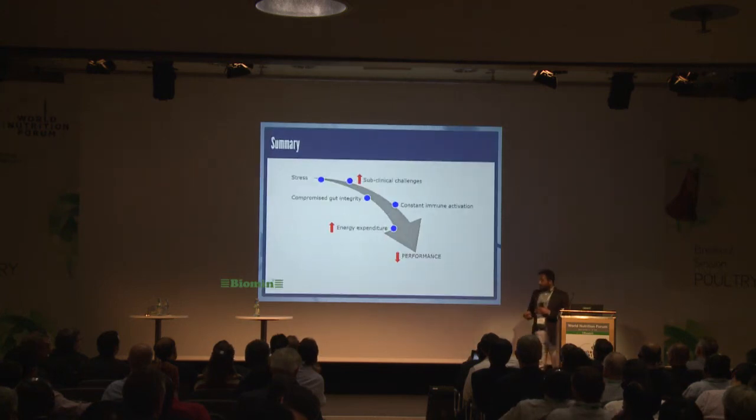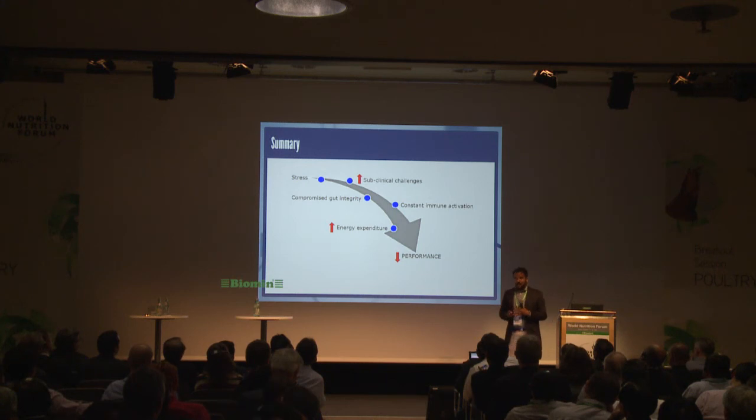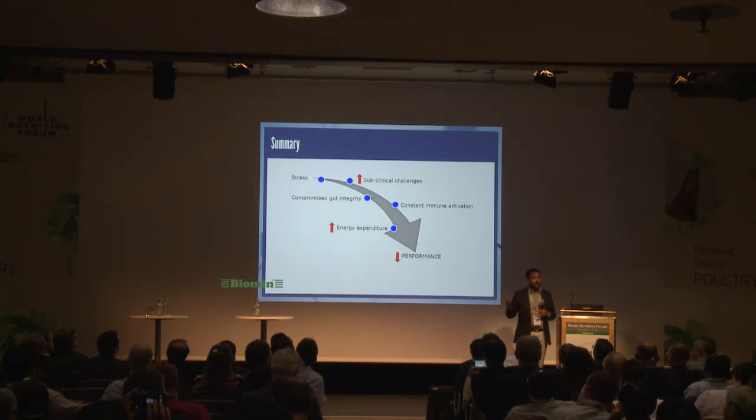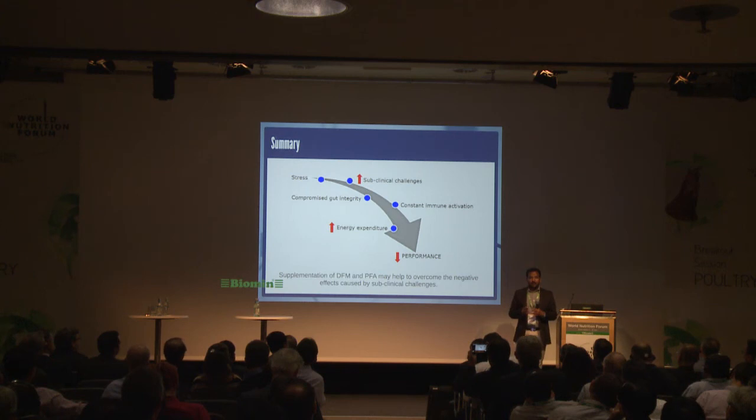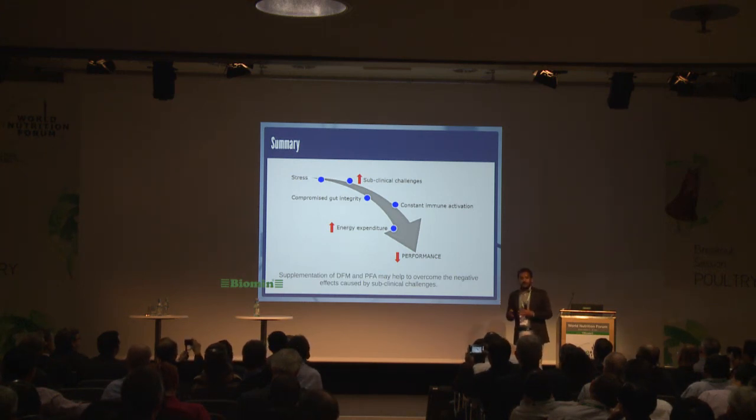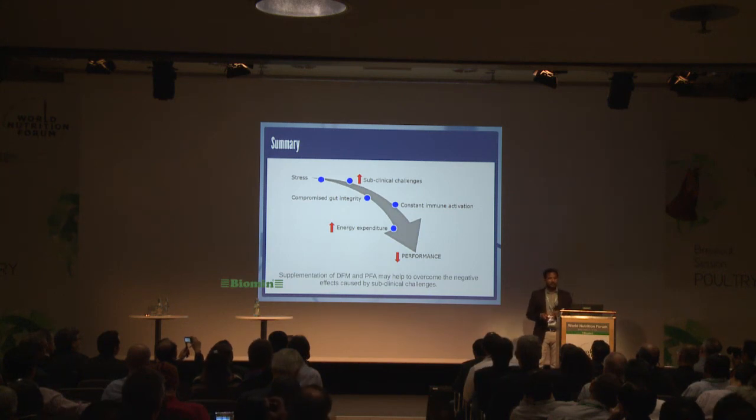So overall, to summarize again, as I mentioned, stress on a normal day-to-day basis can increase a subclinical challenge condition, and it can compromise gut integrity, leading to constant activation of immune function and a drop in productivity. To wrap up, supplementation of probiotics and phytogenic feed additives may play a crucial role in overcoming these subclinical challenges and also in restoring productivity.